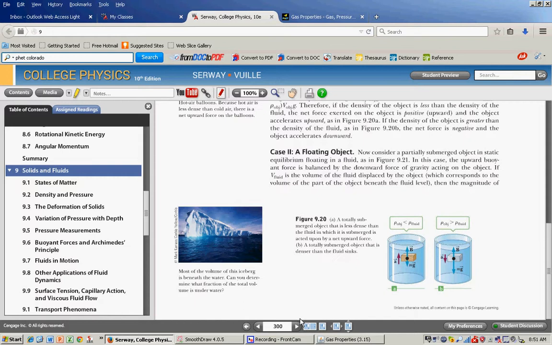Archimedes' principle is going to be crucial in order to calculate problems that involve floating, and this is what I will be tackling the most this coming Monday. Okay, and that's it.